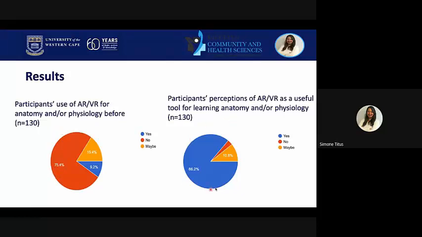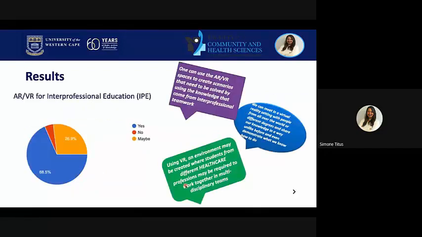However, a large percentage of students are saying it would be a very, very useful tool for them to learn anatomy and physiology. And then lastly, students indicated that they believe that AR or VR would be very useful for interprofessional education. About 70% of students said that it would be useful for them to work across professions in an AR or VR space.